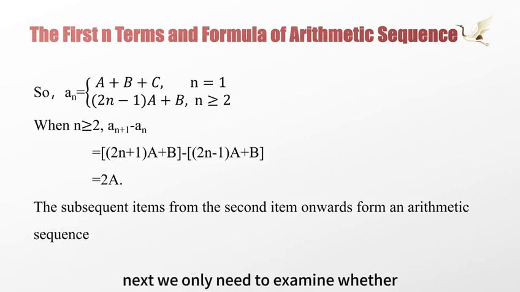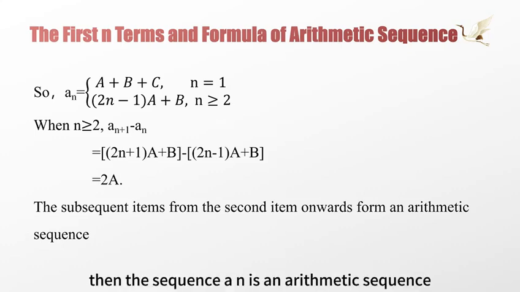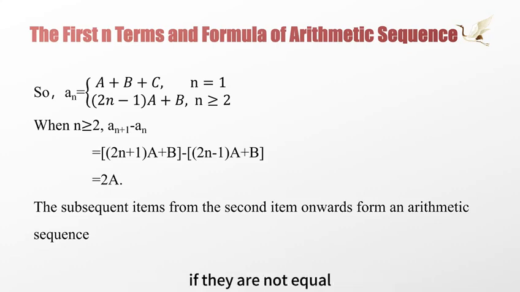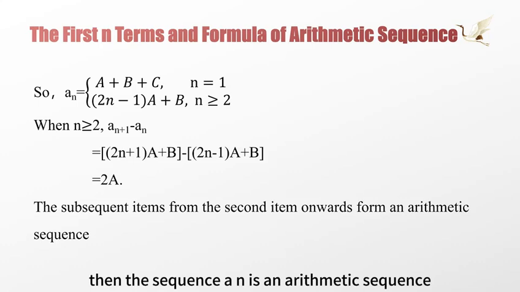Next, we only need to examine whether the difference between a_2 and a_1, when n is equal to 1, is equal to 2a. If they are equal, then the sequence a_n is an arithmetic sequence. If they are not equal, then the sequence a_n is not an arithmetic sequence.